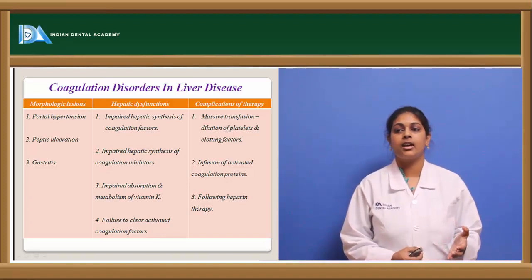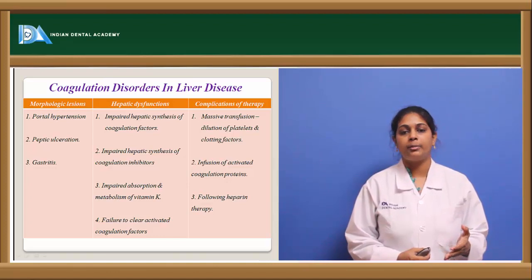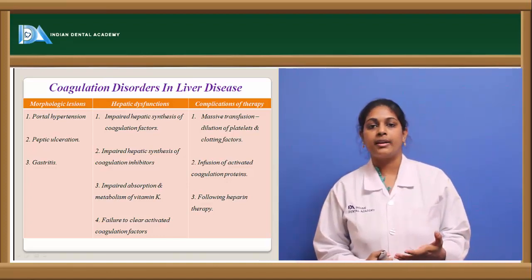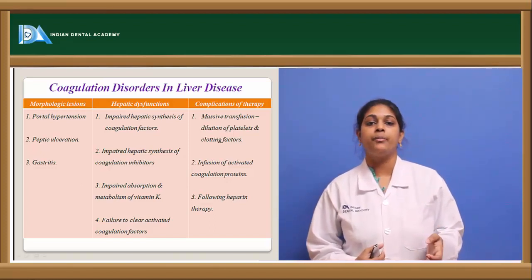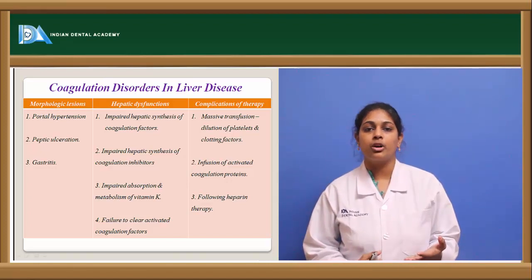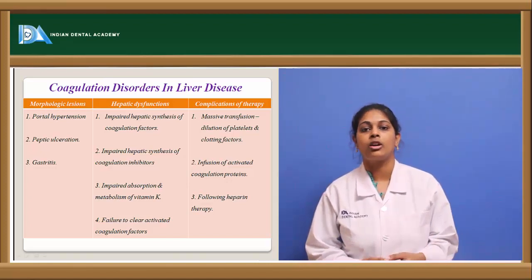Next is the impaired absorption and metabolism of vitamin K. As already explained, vitamin K might have been sufficiently supplied by the diet, but its absorption and further metabolism might be deranged, which might result in a coagulation disorder.